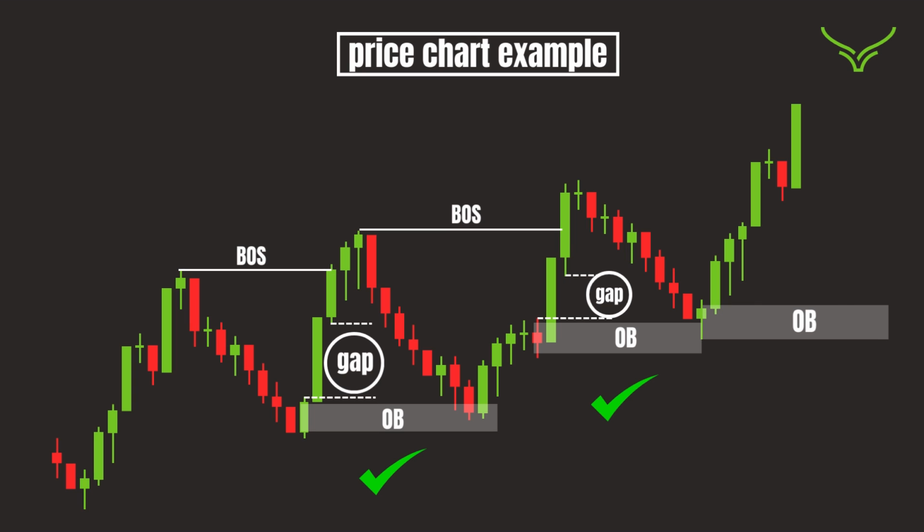This will be our final potential order block. However, I'm interested in hearing your thoughts about this one. Do you consider this candle to be a valid or invalid order block? Leave your answers in the comment section below.